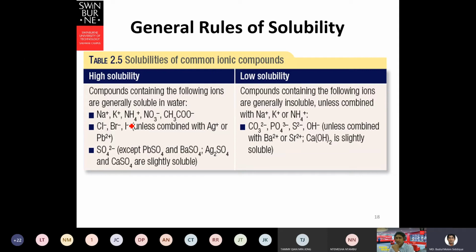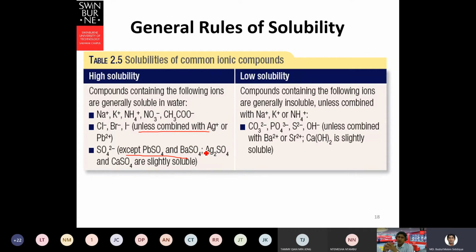Those sulfides are very highly soluble. There are, of course, exceptions on both sides. And the low solubility ones are those not having sodium, potassium, ammonium, or carbonate, phosphate, or hydroxyl. So these are the low soluble.